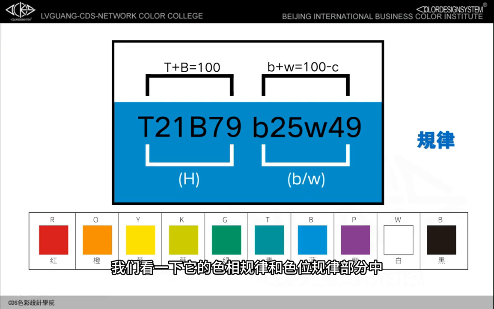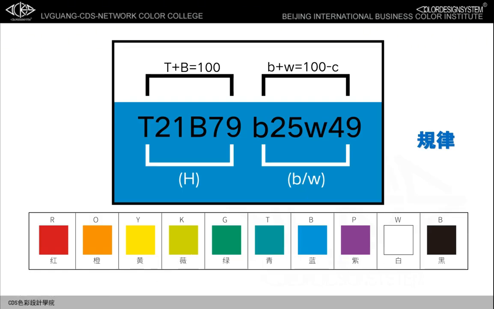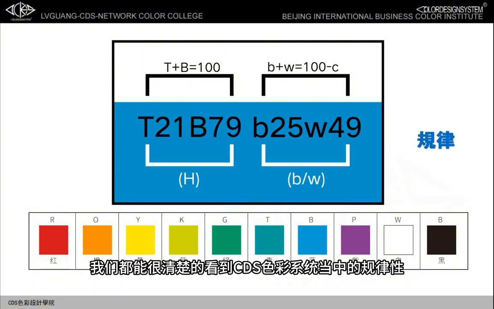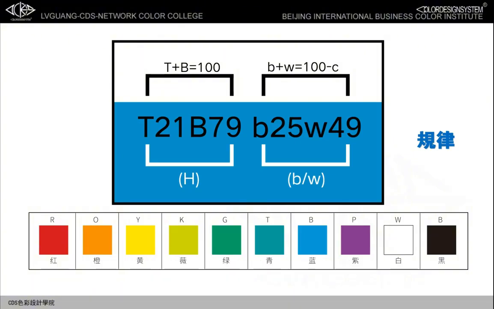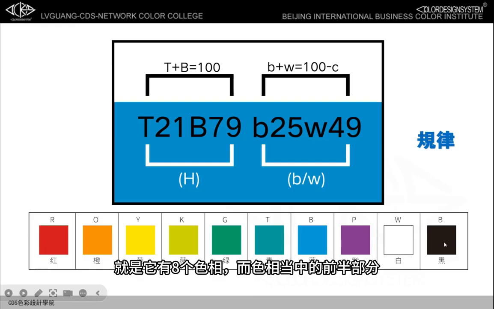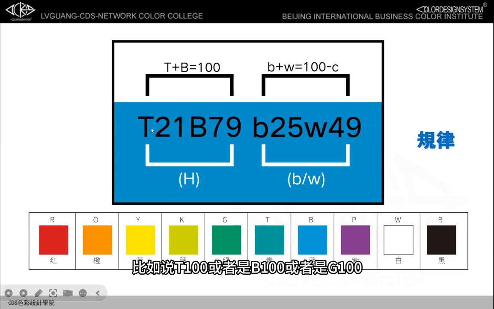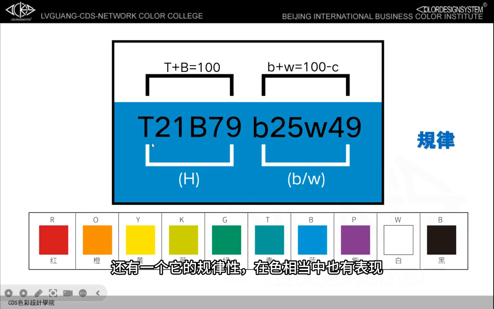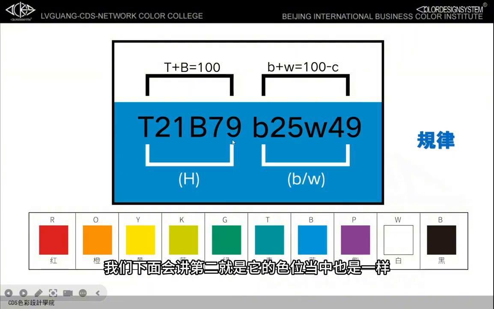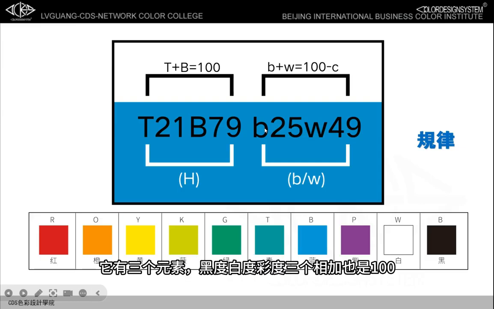Let's take a look at its hue law and color position law section. We can clearly see the regularity in the CDS color system. That is, it has 8 shades, and the first half of the color is equivalent. For example, T100 or B100 or G100. Another of its regularities is also expressed in chromatic equivalence. The second thing we'll talk about next is that it's the same in color positions. It has 3 elements: blackness, whiteness, chroma, which add up to 100.